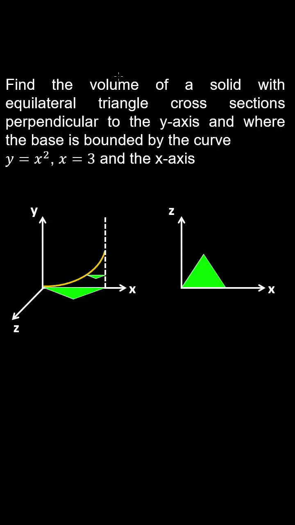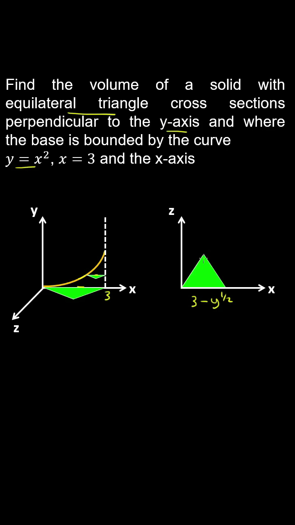Let's find the volume of a solid with equilateral triangle cross sections that are perpendicular to the y-axis, so therefore they're parallel to the xz plane. And the base is bounded by the parabolic curve, the vertical line x equals 3, and the horizontal axes. So therefore, the edge of that equilateral triangle is (3 minus y)^(1/2) according to that equation.